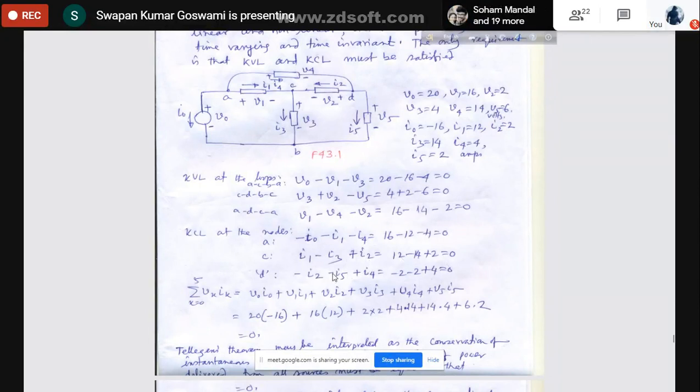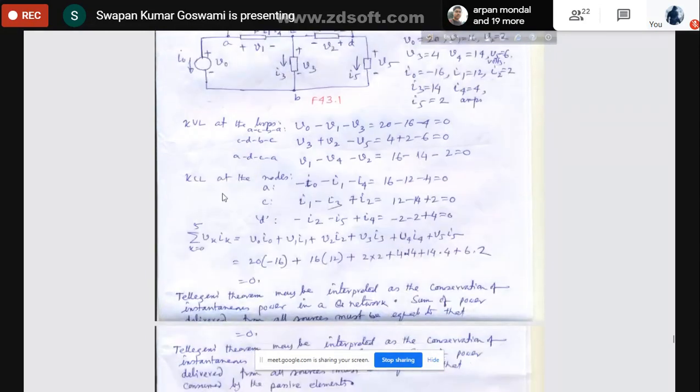At node D, what are the currents? I2 going out, I5 going out, and I4 entering. So I4 is positive, minus I2 minus I5, putting the values, 0. So all currents given here satisfy Kirchhoff's current law. All voltages given in the circuit satisfy Kirchhoff's voltage law. Therefore, you can say that Tellegen's theorem will be satisfied here. That means the summation of Vk Ik will be equal to 0.